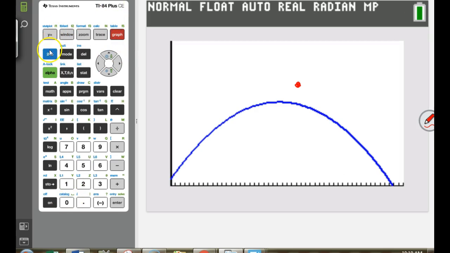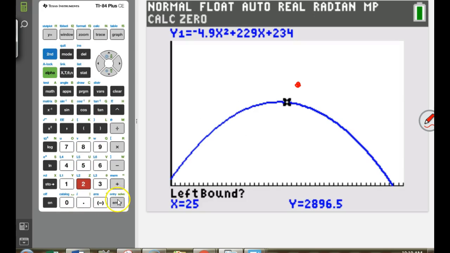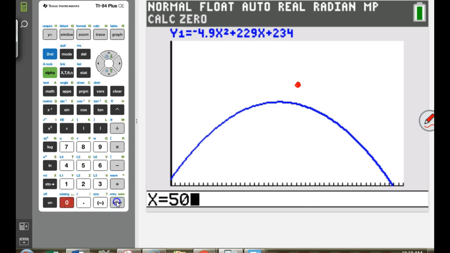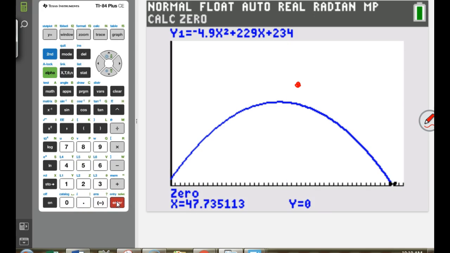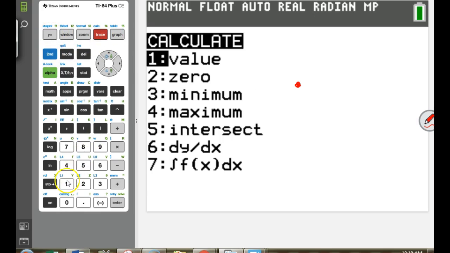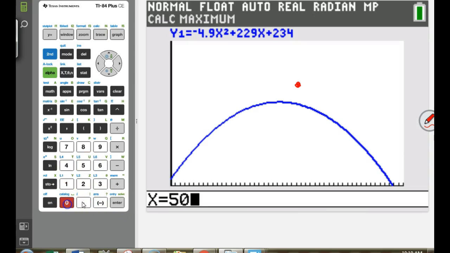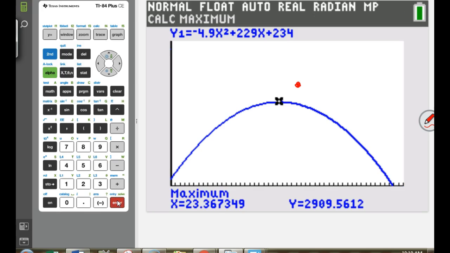Okay, so there's a parabola. If I want the time for the 0, it's out there somewhere at 47.7 seconds. That would be the last answer, okay? And then the maximum was somewhere between 0 and 50. I got 20, but we wanted the y value, so the maximum height it reaches is almost 2,910 meters.